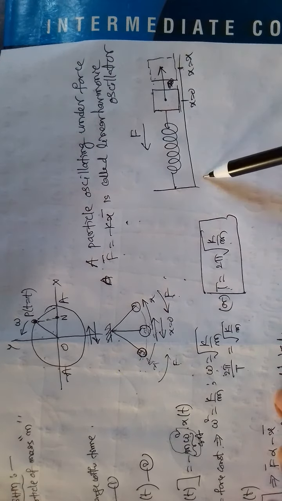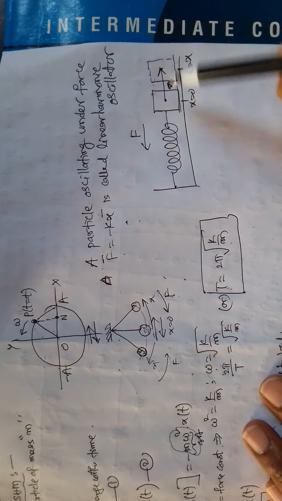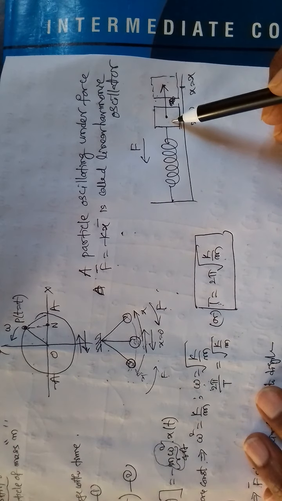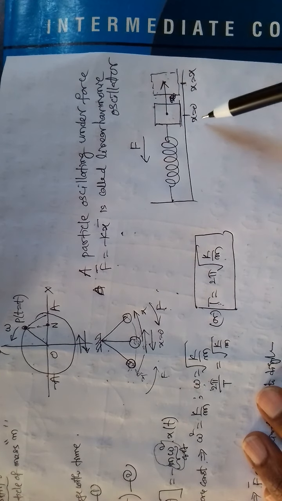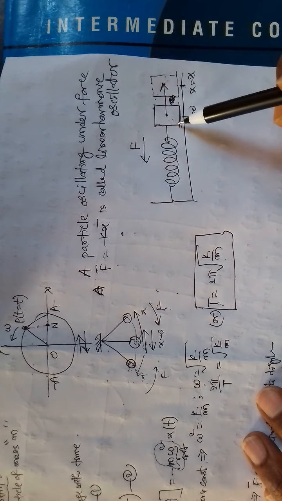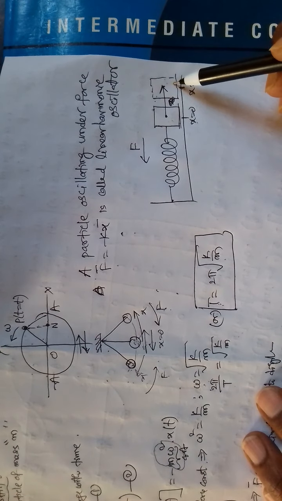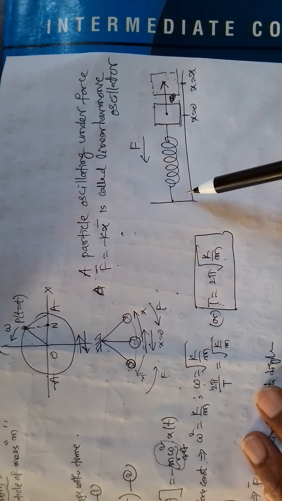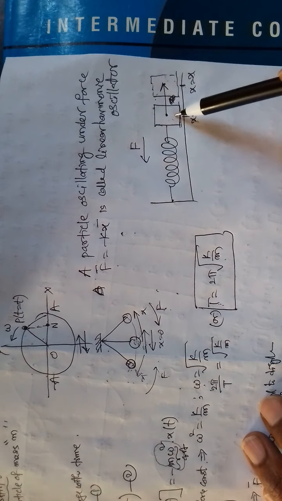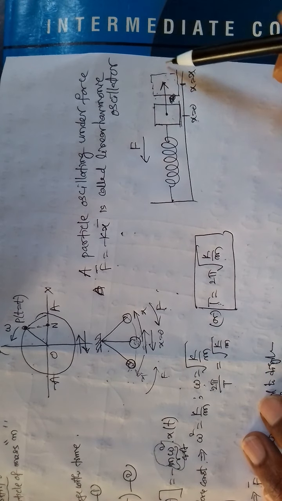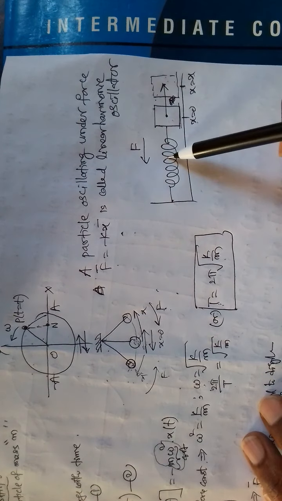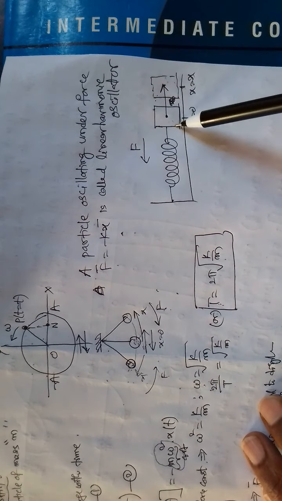Similarly, if you consider a spring mass system, when the mass is moved to the right hand side, it has some displacement x, and the mass will move to the left hand side because of the restoring force. See, displacement is to the right hand side, and immediately the restoring force developed is to the left hand side. So in this way, this is also a linear harmonic oscillator.